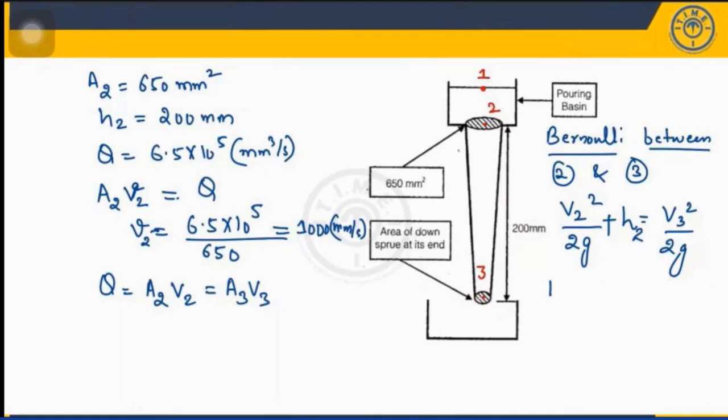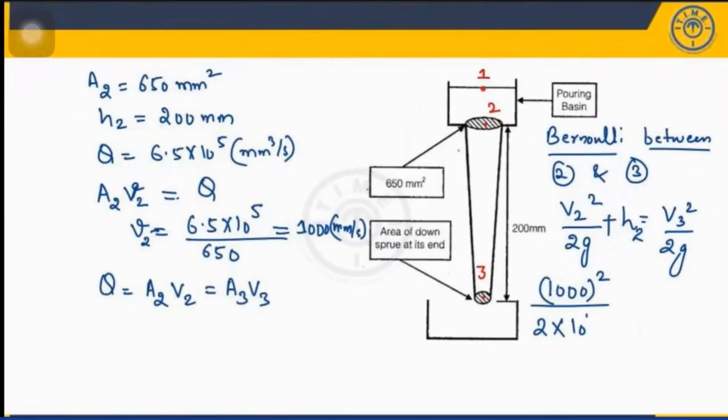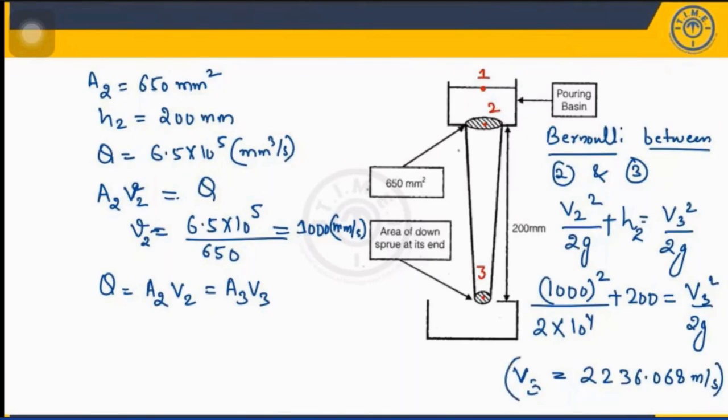Now you know already the V2 value, that is 1000 square divided by 2 into g. The g value is 10 to the power of 4, plus the H2 value 200 mm, equals V3 square by 2g. Now if you solve for the V3 value, you will get 2236.068 millimeter per second. Okay, now if you know the V3 value, then your problem is solved.